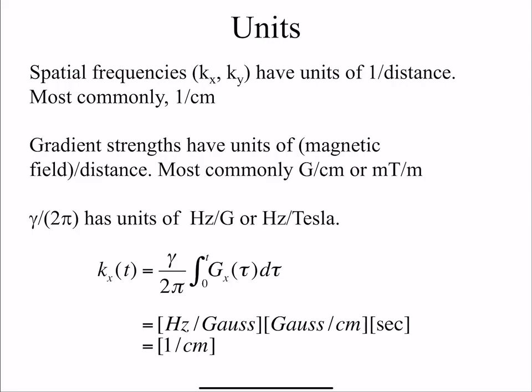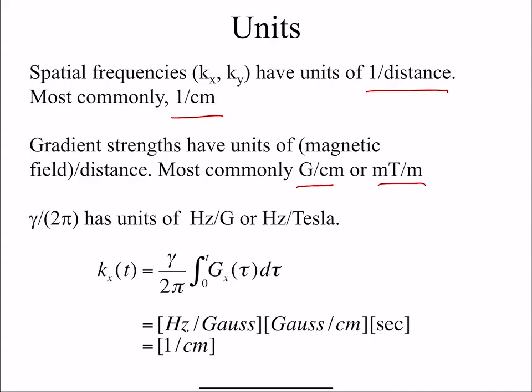So let's talk a little bit about units. Spatial frequencies have units of 1 over distance. So for this class, we'll most commonly use 1 over centimeters, although you could also use 1 over millimeters. Gradient strengths are typically in Gauss per centimeter or millitesla per meter. So Gauss per centimeter if you're in the United States and working with a GE machine, millitesla per meter if you have a Siemens machine, which is from Europe.